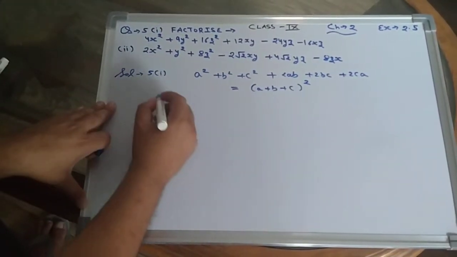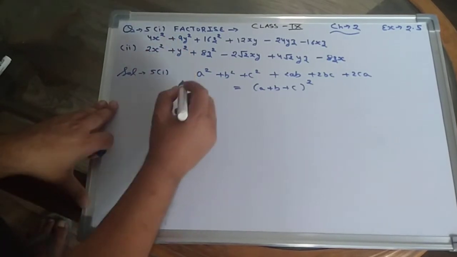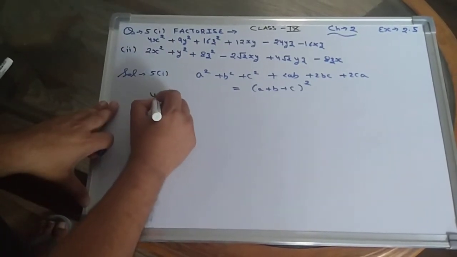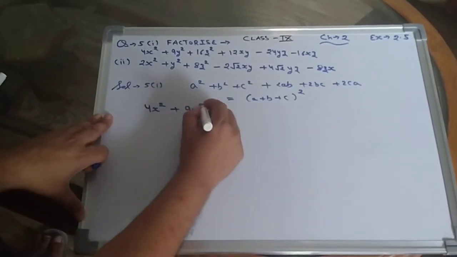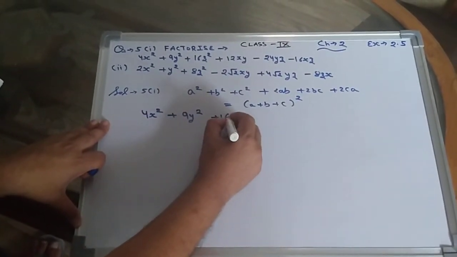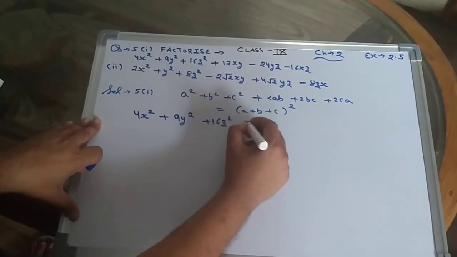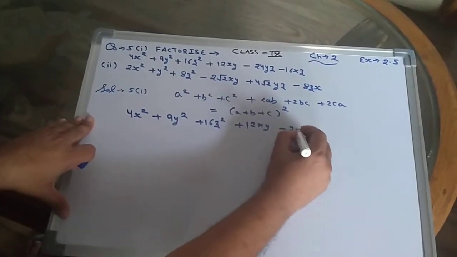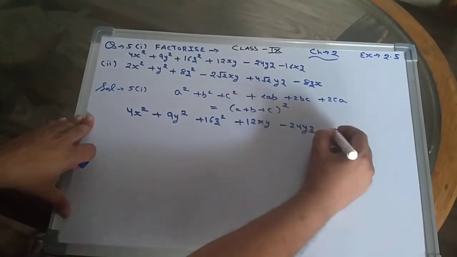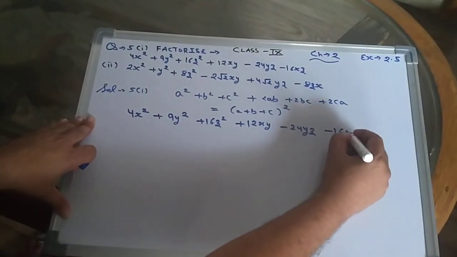I am writing the statement which I have to factorize. Our statement is 4x square plus 9y square plus 16z square plus 12xy minus 24yz minus 16xz.